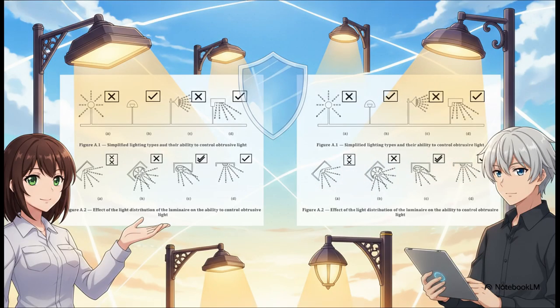And going beyond just directing light down, effective shielding is absolutely key. A simple shield or a cowl or even just a recessed bulb design can physically block light from escaping at high angles. It makes a huge difference in controlling both glare and light spill.